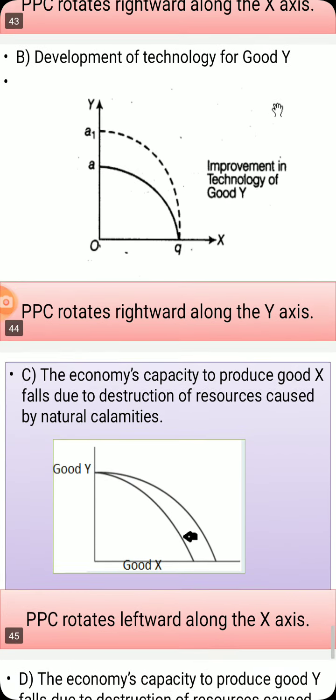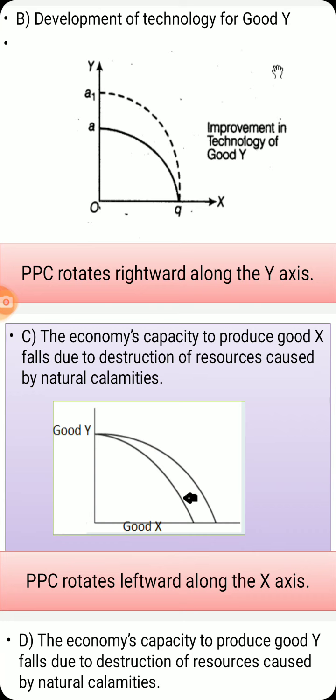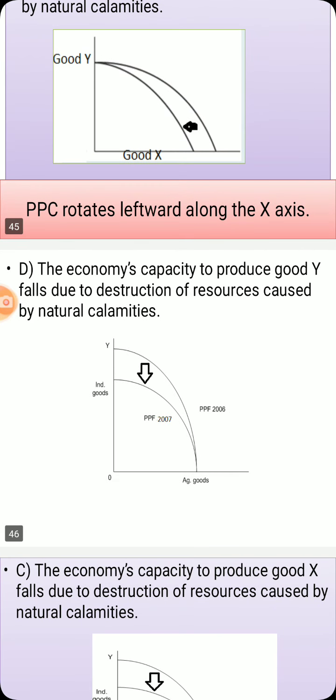Clear? Third case is: the economy's capacity to produce good X falls due to the destruction of resources caused by a natural calamity. Over here, we are utilizing the resources of X and Y fully, but in case of X, our production reduced. Why so? Because of the destruction of the resources. In that case, it will rotate leftward along the x-axis. Likewise, if the destruction of resources is there in case of Y, it rotates leftward along the y-axis.